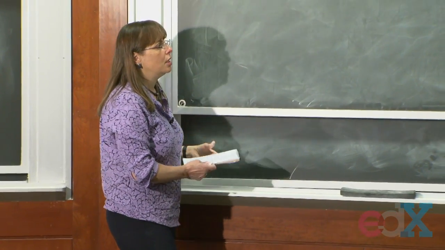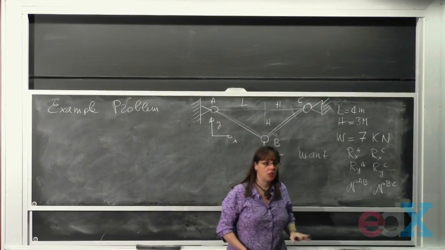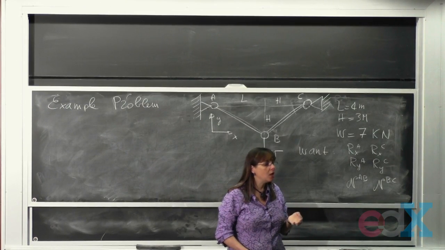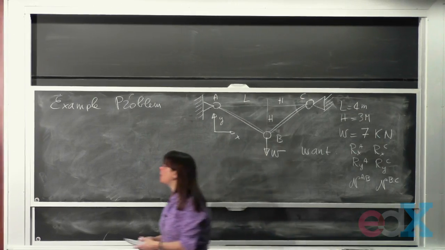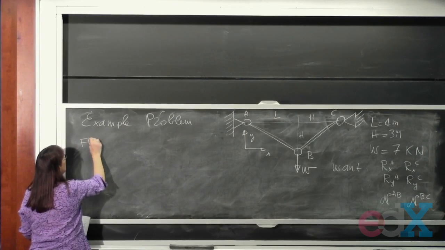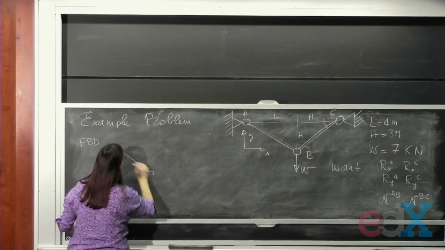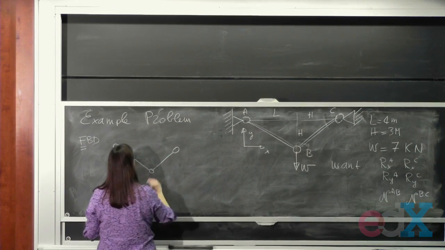I just take away the support. Where I took away the support, I substitute with the reactions that the support were giving me. I put the structure in equilibrium. I find the reactions. Right? That's how we did it for 1D. So let's do a free body diagram of the whole structure. So the structure, once I free it from the support, looks like this.